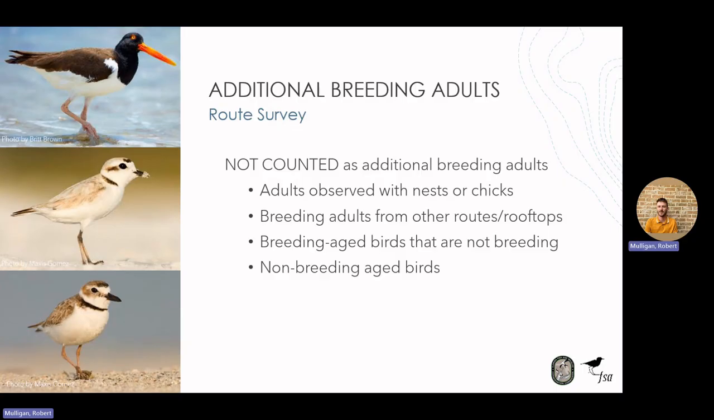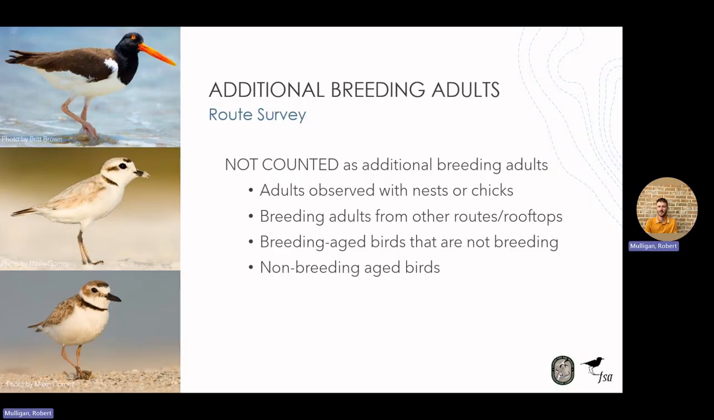Breeding adults on other routes or rooftops are also not counted as additional adults. Sometimes breeding birds that are nesting but not on the route you are surveying will visit your route. They do not get counted as additional breeding adults on your route. They will get counted on their own route or rooftop survey. These will likely be single birds or pairs loafing or foraging along a route but not displaying nesting behavior nor have a nest.